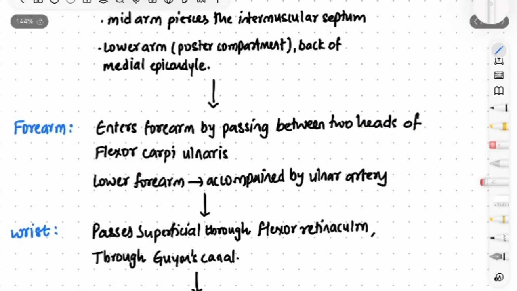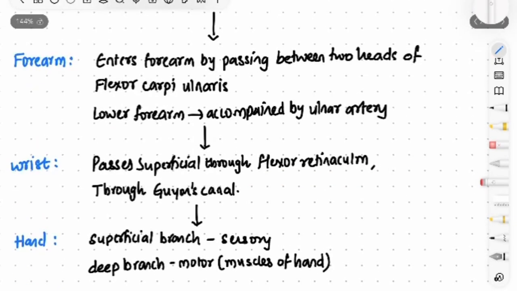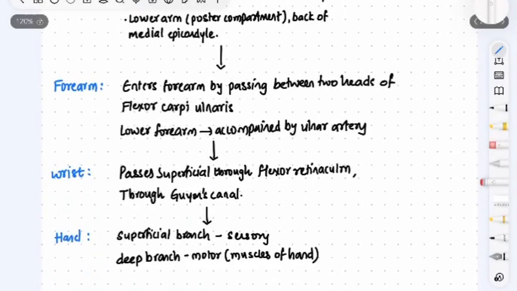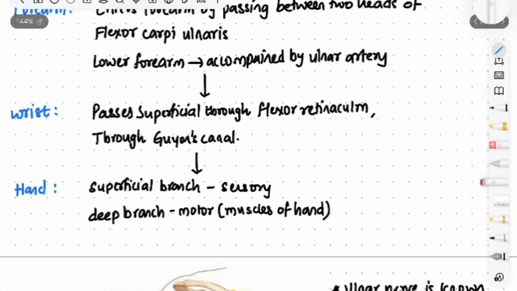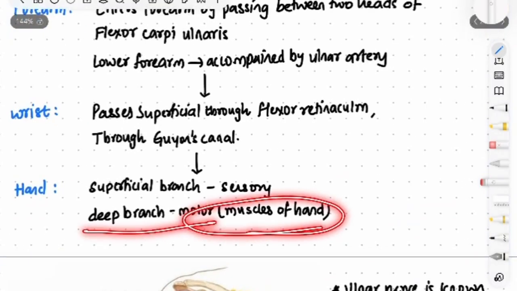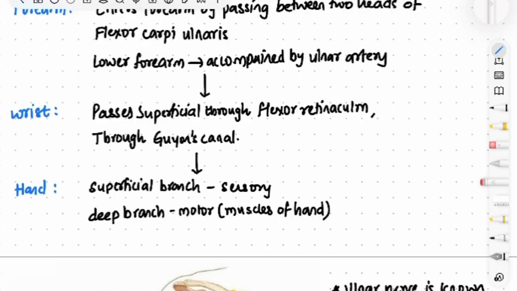In the lower part of the forearm, the ulnar nerve is accompanied by the ulnar artery. Next, in the wrist, the ulnar nerve passes superficial to the flexor retinaculum, that is, it passes through Guyon's canal. In the hand, it is divided into two branches, superficial and deep. The superficial branch is a sensory branch and the deep branch is the motor branch, and this deep branch supplies the muscles of the hand. Not all the muscles of the hand, most of the muscles of the hand. We'll be discussing the muscles of the hand also in a separate video.